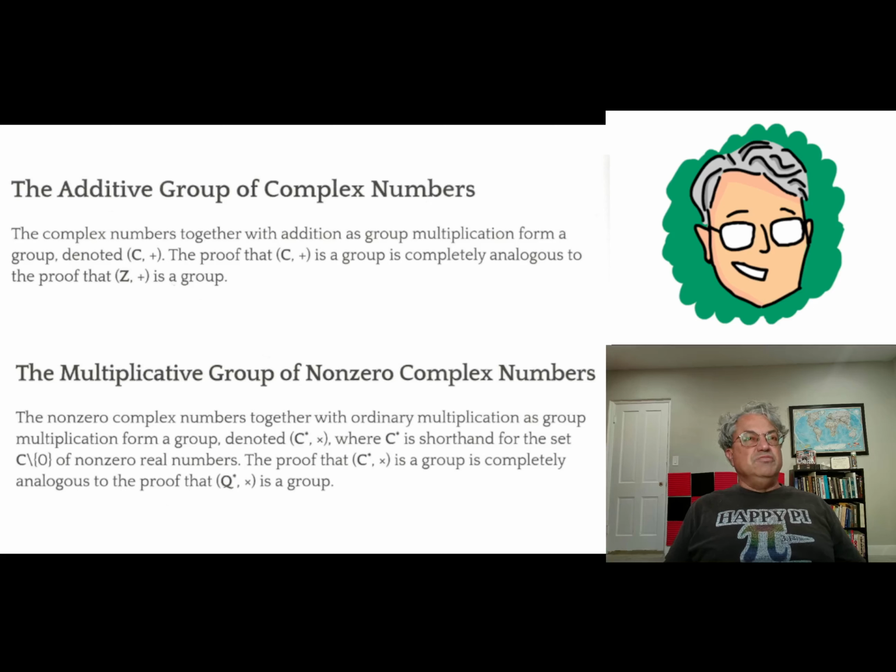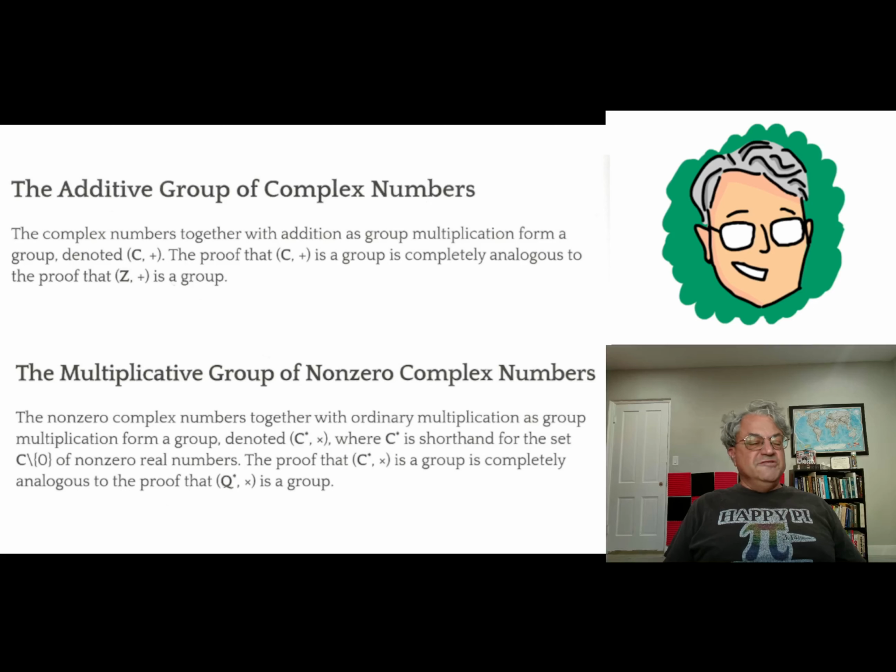Suppose you're multiplying a plus bi times c plus di. You can use FOIL. Turns out you get the real part is ac minus bd, and the imaginary part is ad plus bc. So you get (ac minus bd) plus i times (ad plus bc). So that is another complex number, which shows that they're closed with respect to multiplication.